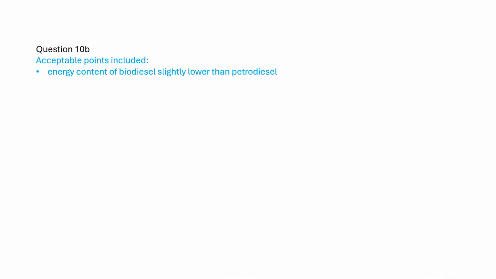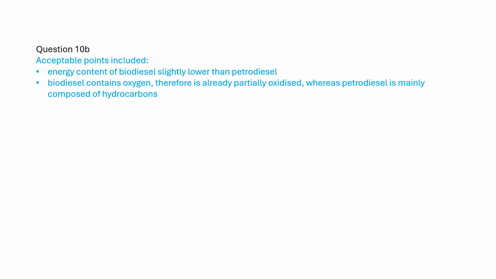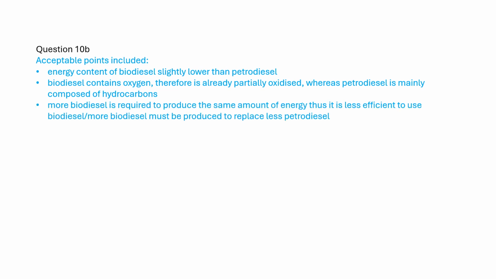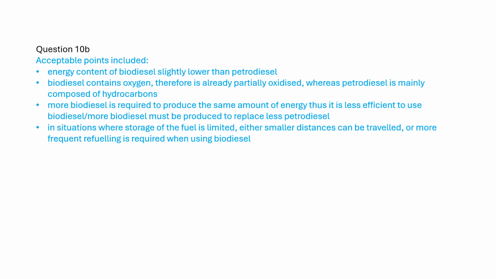Acceptable points included: The energy content of biodiesel is slightly lower than petrodiesel. Biodiesel contains oxygen and, therefore, is already partially oxidized, whereas petrodiesel is mainly composed of hydrocarbons. More biodiesel is required to produce the same amount of energy, thus it is less efficient to use biodiesel / more biodiesel must be produced to replace less petrodiesel. In situations where storage of the fuel is limited, either smaller distances can be traveled, or more frequent refueling is required when using biodiesel. Cars require a larger fuel tank or closer refueling stops.